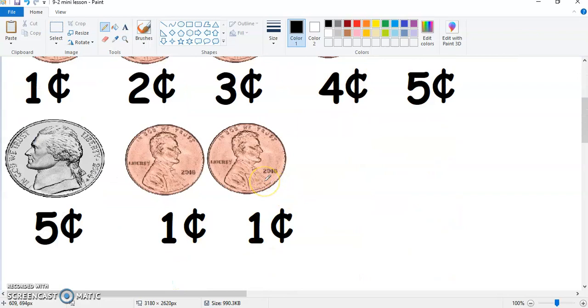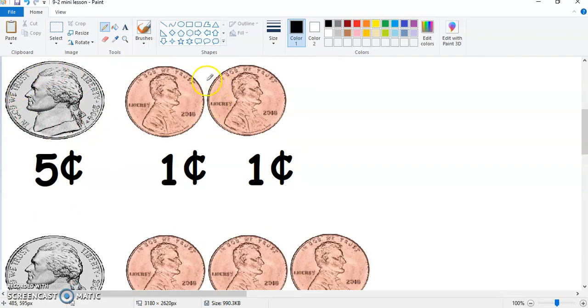Here we go. So we can count on from our nickels to show how many in all. If we have a nickel and 2 pennies, we can count on. So we start with 5 and we count on 2 more. So we start 5 plus 1, 6. And 1 more, 7. So this is just counting on.